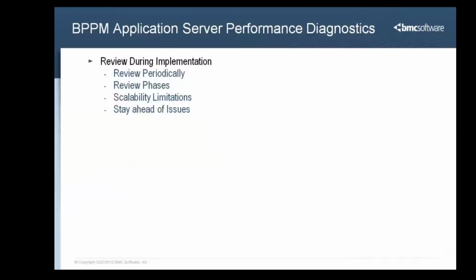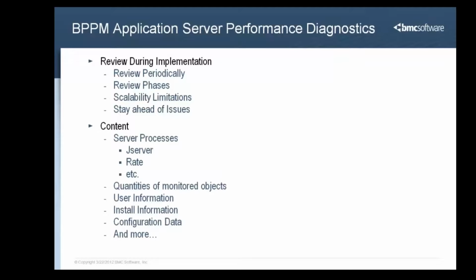First of all, the diagnostics data provided in this view should be reviewed periodically during implementations. And it should be done in phases as well. So for example, after you've connected the first 100 monitored servers to the BMC ProactiveNet Performance Management application server, you would want to go back and review the information in the performance diagnostics views. This helps ensure that you do not exceed scalability limitations, and it helps you stay ahead of other issues as well.